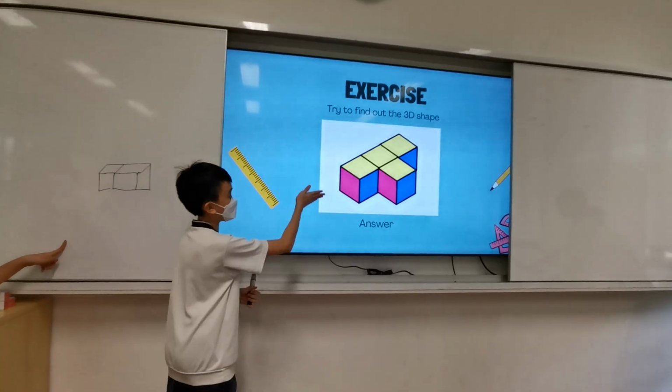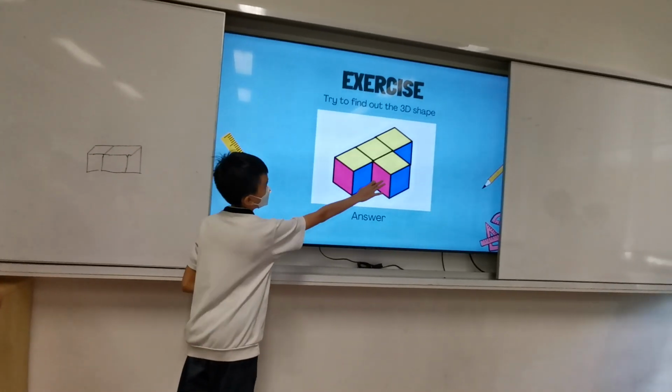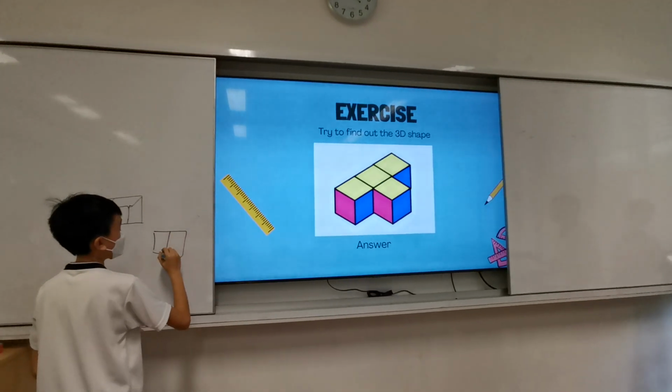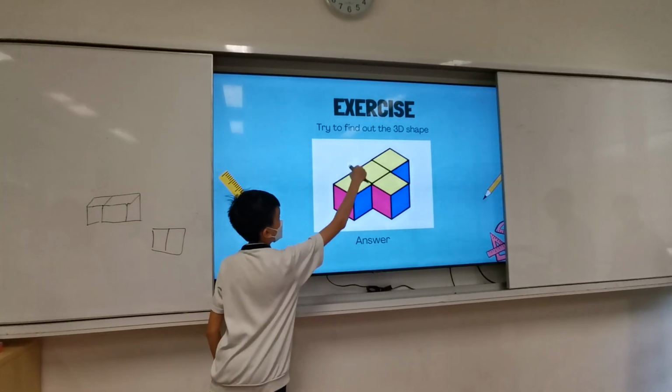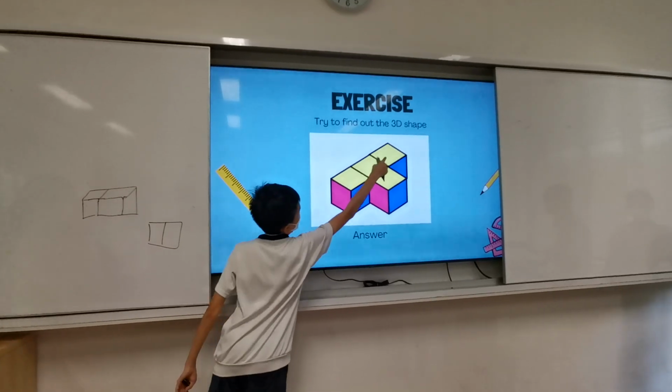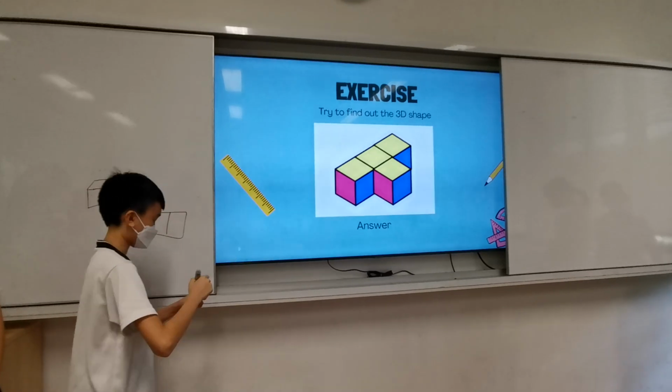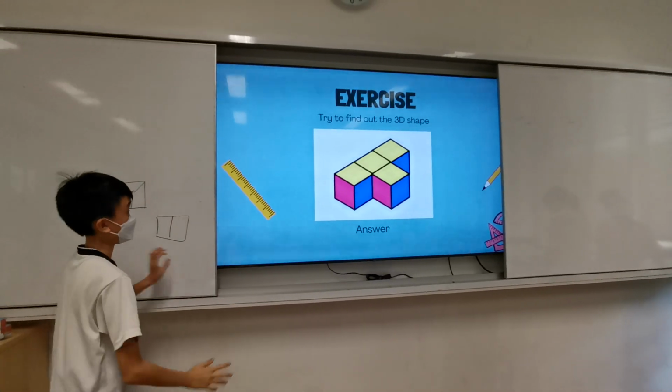The front elevation would be here. So you can see that the front elevation is 2 blocks. The plan view would be here, and the side elevation would be here. So that's all for me.